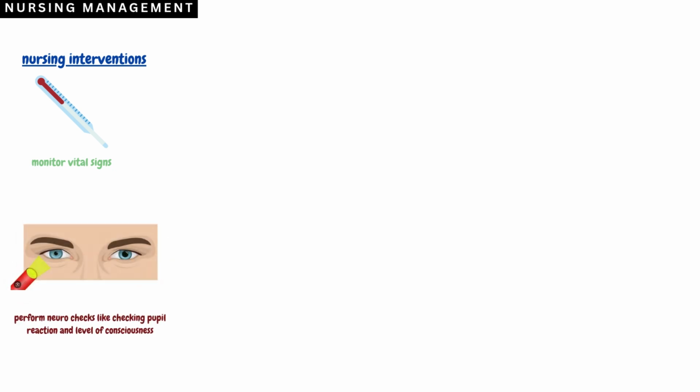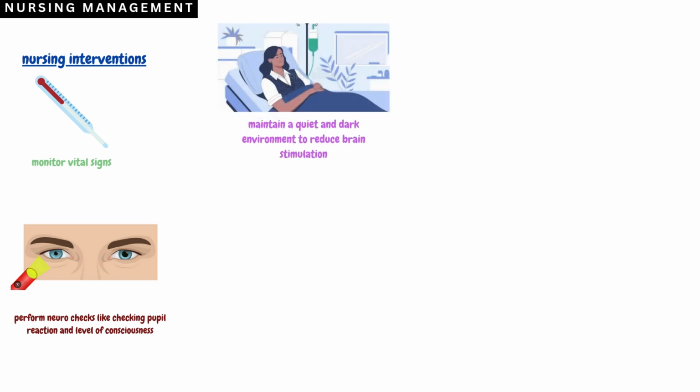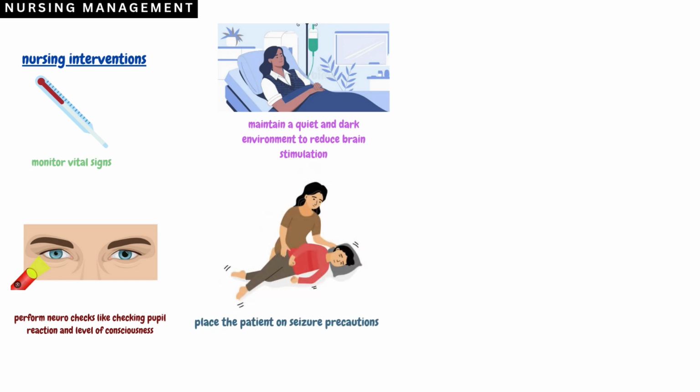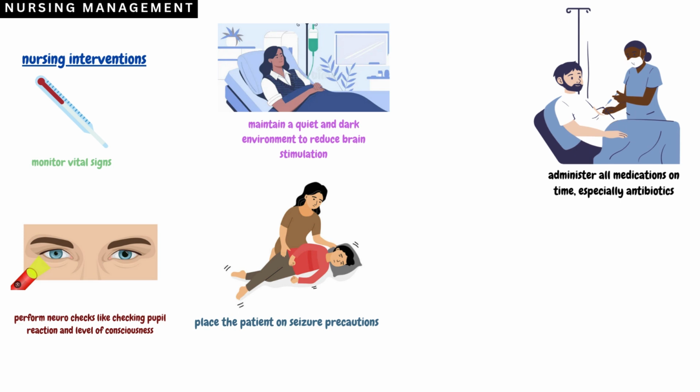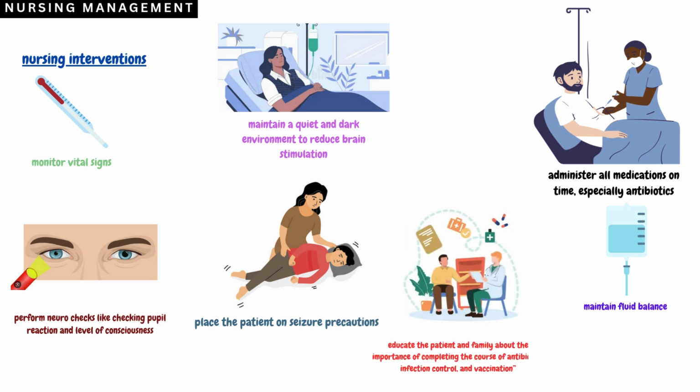The nursing interventions include: monitor vital signs, especially temperature, respiratory rate, and neurological status. Perform neurochecks like checking pupil reaction and the level of consciousness. Maintain a quiet and dark environment to reduce brain stimulation. Place the patient on seizure precautions like bed in low position, padded side rails, oxygen and suction ready. Administer all medications on time, especially antibiotics. Maintain fluid balance, encourage fluids unless contraindicated. Educate the patients and family about the importance of completing the course of antibiotics, infection control, and vaccination.